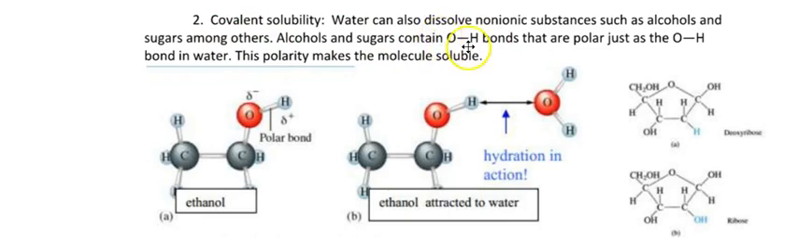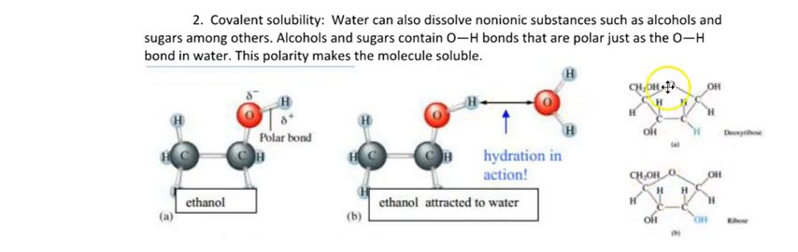Alcohols and sugars contain this OH bond. I see this oxygen here. We know it's highly electronegative, so it has that partial negative charge. The hydrogen will have a partial positive charge, just like in water, and that makes the molecules of sugar or of ethanol polar also. So here is our attraction. Here's my water molecule, here's my partial negative. It's going to be attracted to the partial positive that you see right here on your ethanol. So there is that attraction.